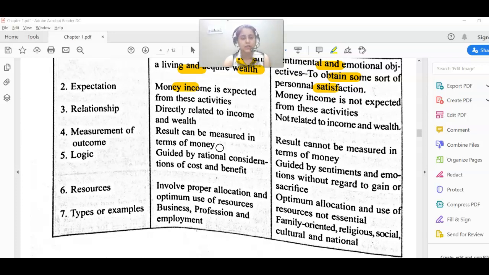What's the logic behind those activities? Economic activity is guided by rational considerations of cost and benefit. That means when we do economic activity, we take care of what cost is involved in doing an activity and what the benefit is. What cost am I going to incur, and what am I going to earn against that cost incurred? When you do non-economic activities, such as taking care of your mother, you don't think about what cost you are bearing and what benefit you will get out of it. It is out of your sentiment and emotions, without regard to gain or sacrifice.